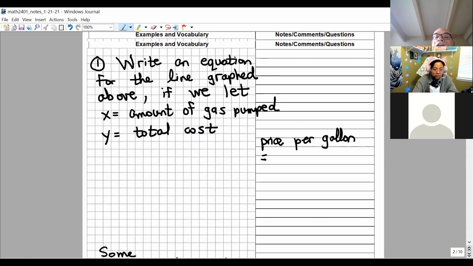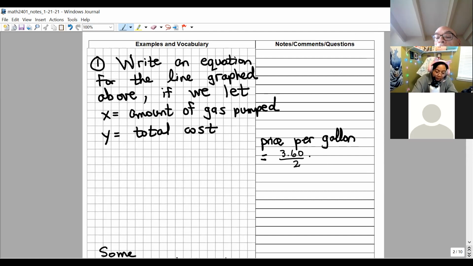It's 180, right? You can calculate that easily by taking the 360 that we paid for 2 gallons and dividing that by 2, and you get 180, okay? All right, so the price per gallon is 180, and then Avery said, oh, okay, so I take the price per gallon, which is 180, and then I just multiply it by the amount of gas pumped.